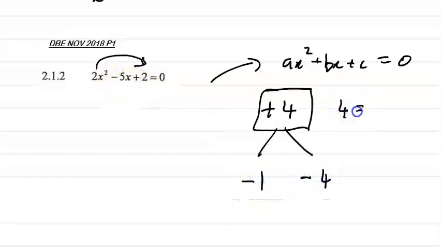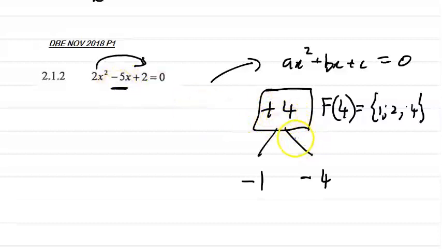Guys, remember that the factors of 4 are 1, 2, and 4. Remember that 4 is a perfect square, so 2 times 2 is equal to 4. So let's get back to the question now. I took the coefficient of the first term and multiplied by my constant. 2 times 2 is plus 4. Looking for the factors of 4 that multiply together to give me positive 4, and when I add, give me negative 5. So I've got minus 1 and minus 4, which meets the criteria that I just explained to you.